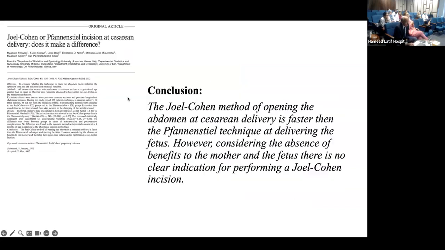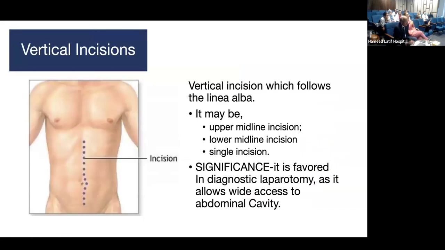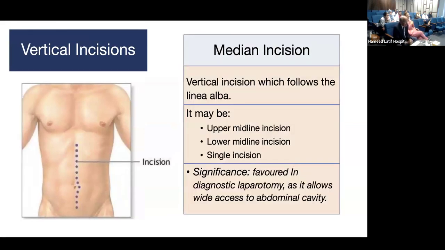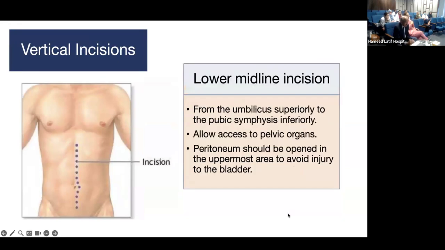ये जोल कोहेन, इसके बारे में बाद में बात कर लेंगे. वर्टिकल incision, ये नीचे भी है, ऊपर भी है. Upper midline incision, lower midline, a single. It's favored in diagnostic laparotomy as it allows wide access to the abdominal cavity. वो आप लोगों ने देखा हुआ है, कभी कभार हम करते हैं, जैसे ओवेरियन ट्यूमर है, लार्ज फाइब्रॉइड है, उसके लिए उस तरह से करना हो. मीडियन incision, maybe upper midline, lower midline, single incision.